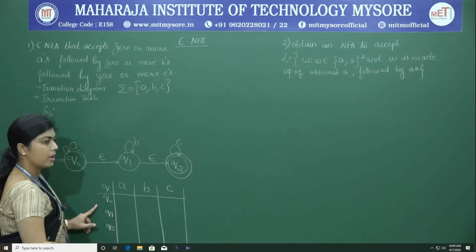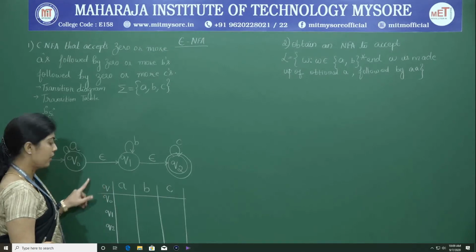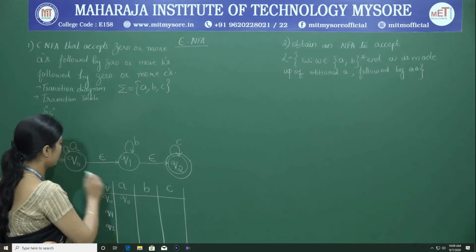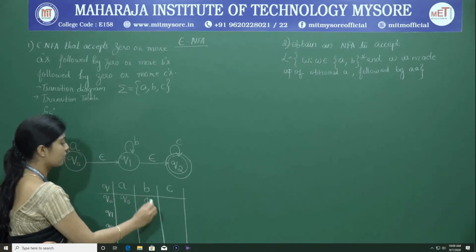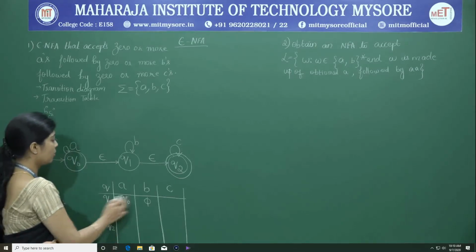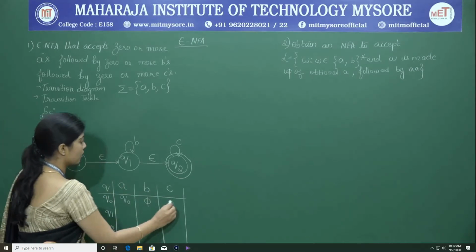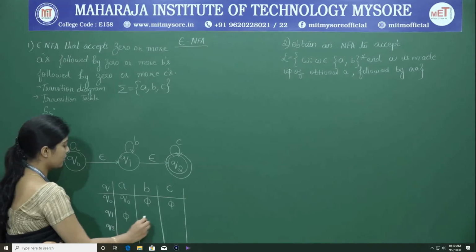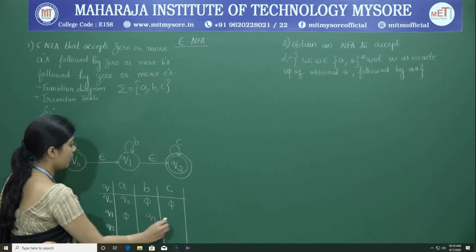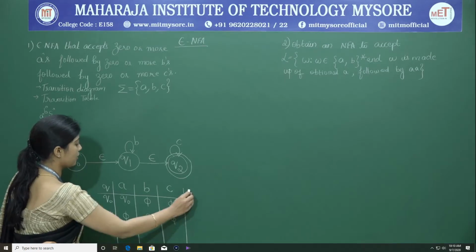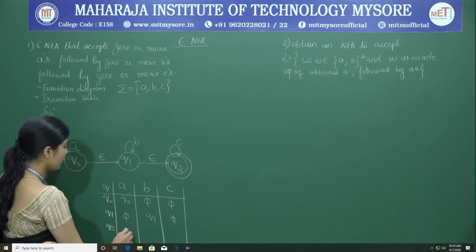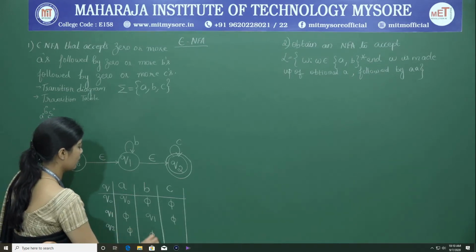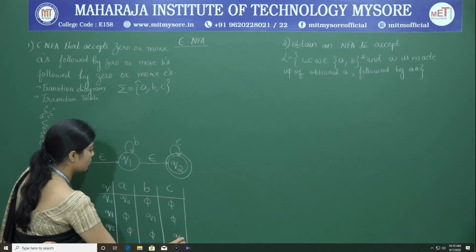We will fill up the table by looking into the transitions we have already defined. Q0 on A is going to Q0, Q0 on B we do not have any transition, so add a null there. Then Q0 on C we have not defined anything, so this is also going to be a null. Next, Q1 on A we do not have any transition, on B it goes to Q1 and on C we have not defined any transition. Then Q2 on A we have not defined any transition, and on C it goes to Q2.